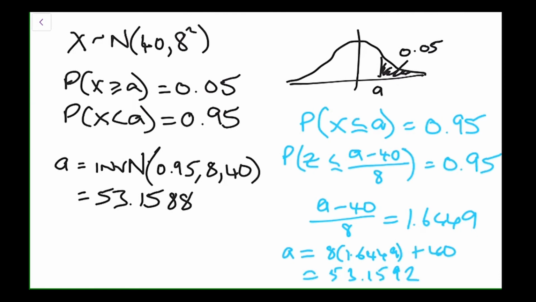So, not the exact same answer, and our calculator answer is the more accurate of the two. The z-score used on the right hand side is only correct to 4 decimal places. Our calculator would have used a z-score that was correct to an arbitrarily long number of decimal places. So both of these are actually the same answer to 2 decimal places, so we'll be happy with anything that rounds to 53.16.